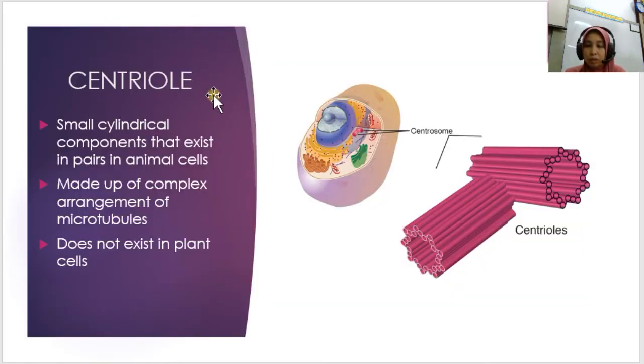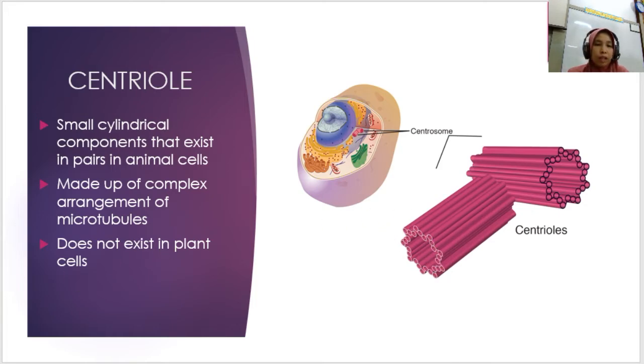Okay, second one, centriole. This is the structure of the centriole. Centriole only exists in animal cells. Plant cells do not contain centrioles. Centrioles are small cylindrical components that exist in pairs, made up of a complex arrangement of microtubules.